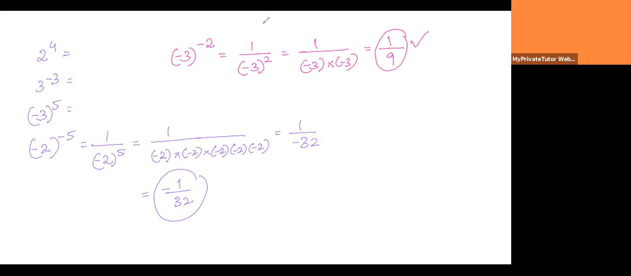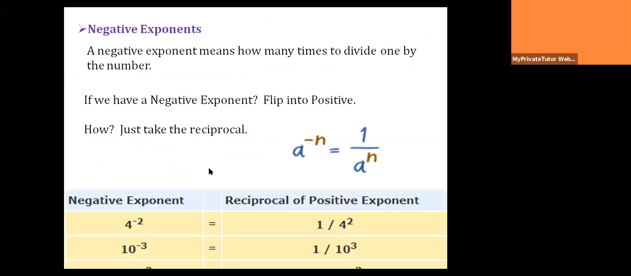Okay. Let me share the PPT with you guys. Yeah, and you can see the negative exponent: 4 power minus 2 becomes 1 divided by 4 square. 10 power minus 3 becomes 1 divided by 10 power 3. That's what I have explained so far.